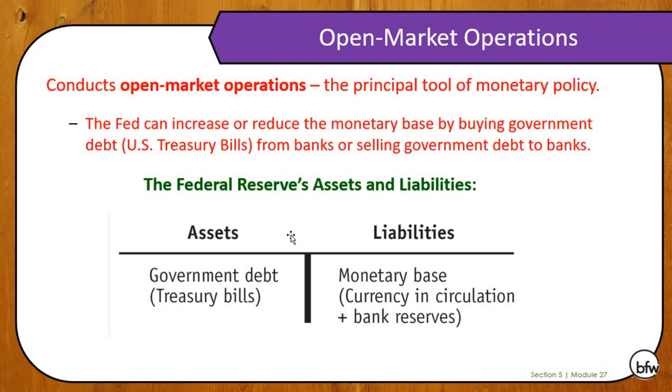If they sell U.S. government debt to banks, then they're essentially taking money away from banks, which reduces the amount banks can loan to people, which reduces the amount of stuff people go out and buy, which reduces economic output.